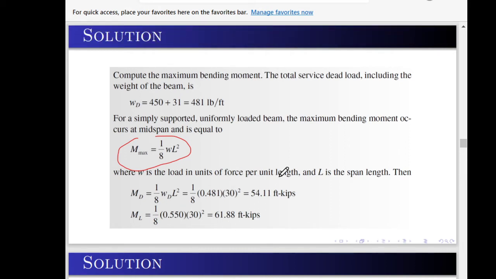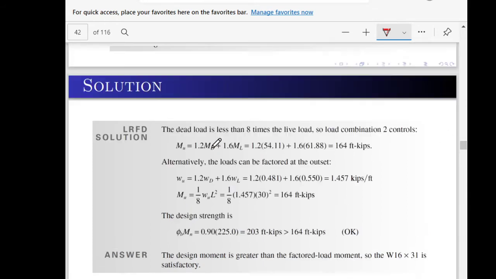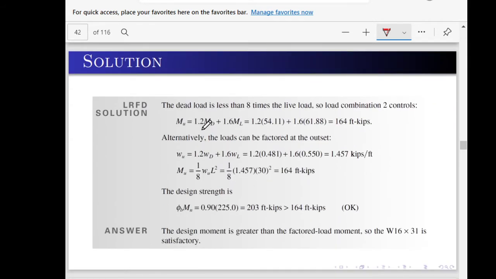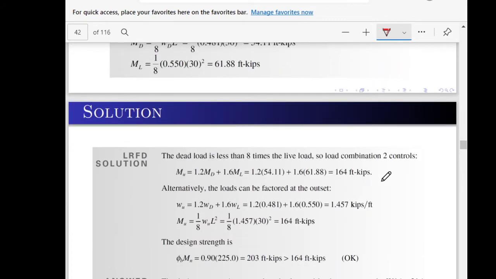From this, using the load combination that will give the critical value, the one that governs the design, you use 1.2 dead load plus 1.6 live load. In this case, for the moment, 1.2 moment dead load plus 1.6 moment live load. The dead load is less than 8 times the live load, so load combination 2 controls. Substituting these values, you get 164 foot-kips.